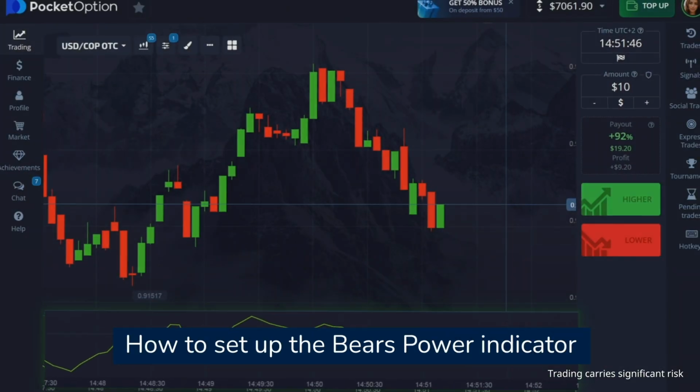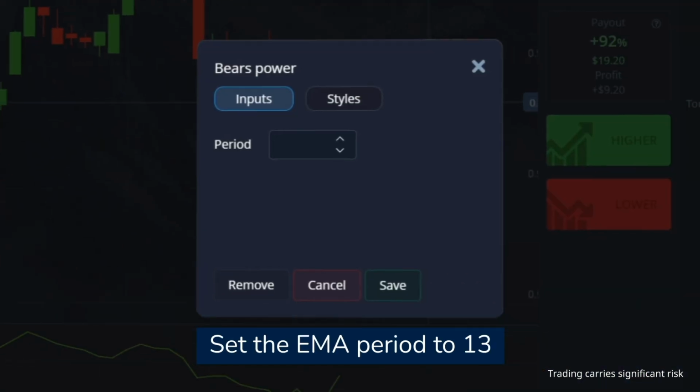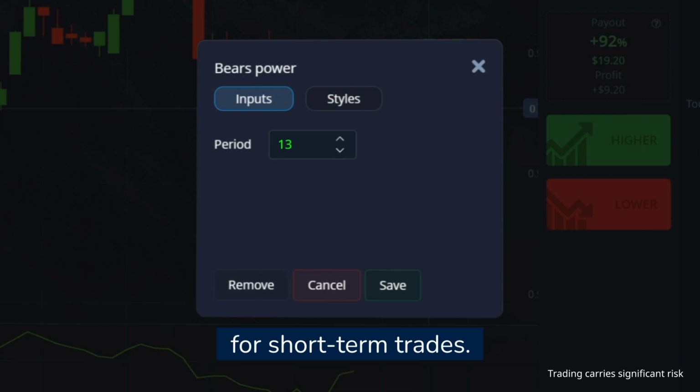How to set up the Bears Power indicator for quick trades. Set the EMA period to 13. This is the optimal setting for short-term trades.